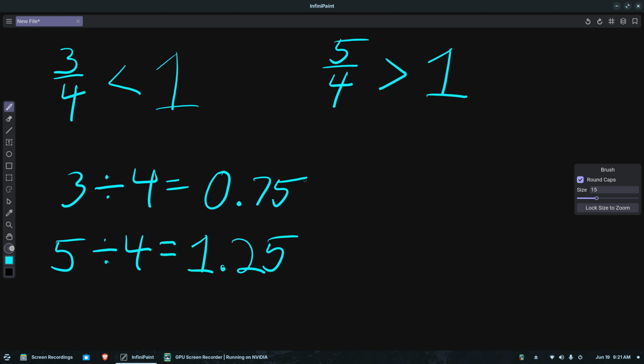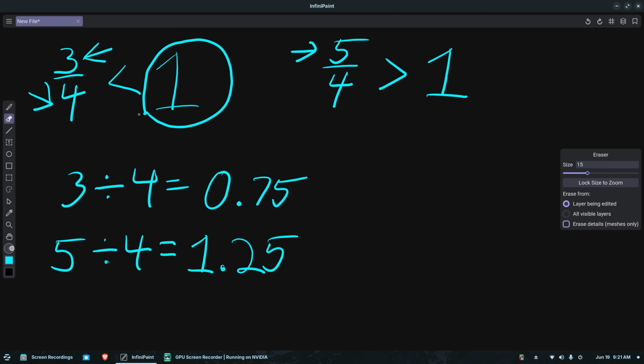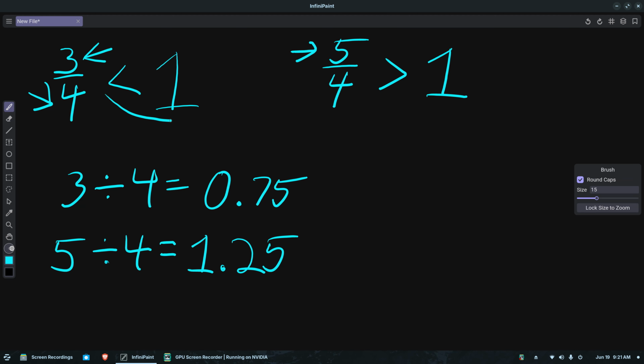So something important to keep in mind when you are working with fractions is, if the numbers in the numerator, and the numerator's up here, so these are the numerators, are less than the denominator, and the denominator is down here, then the fraction is going to be less than 1, or let me circle the less than sign. It's going to be less than 1 in instances where the numerator is less than the denominator.